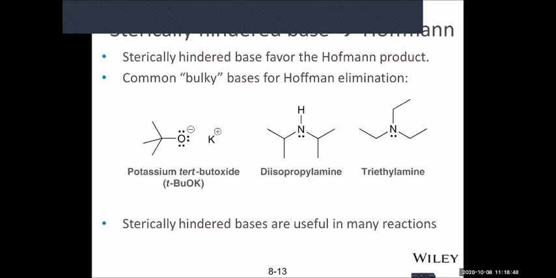Even though they are weak bases, and it may take a longer time to react, they are very bulky and take up a lot of space. Methyl group here, methyl group here, methyl and methyl. That makes them ideal to take away a proton from only the less substituted carbon. Same with triethylamine. The common discussion in our class and in the assignment is t-butoxide. When you see t-butoxide in those reactions, the reaction takes place through the Hoffmann pathway and gives the Hoffmann product.